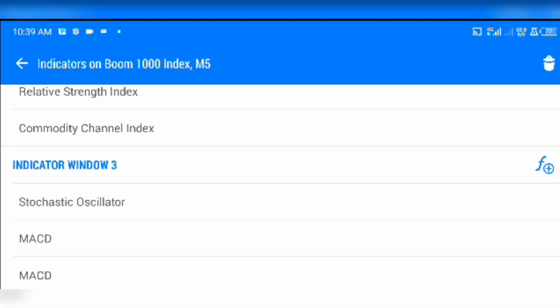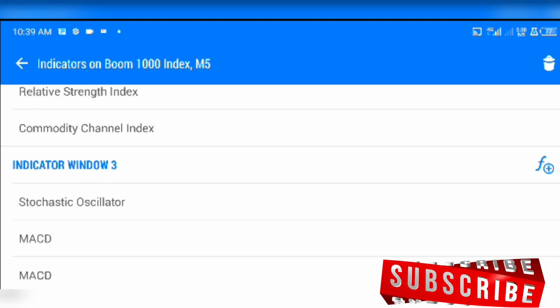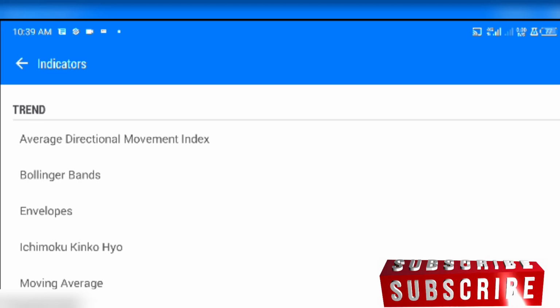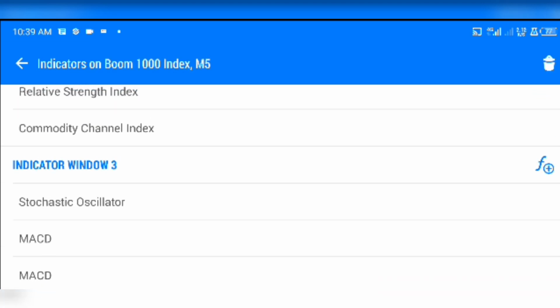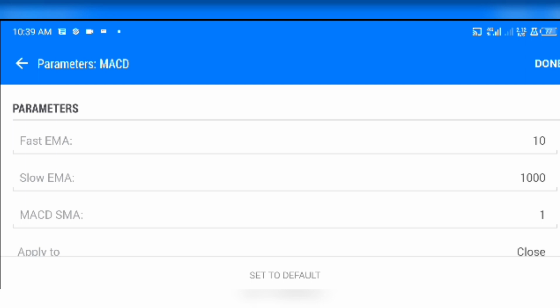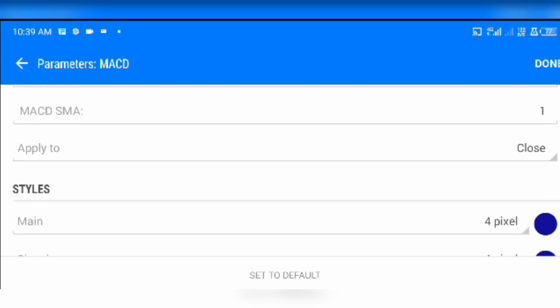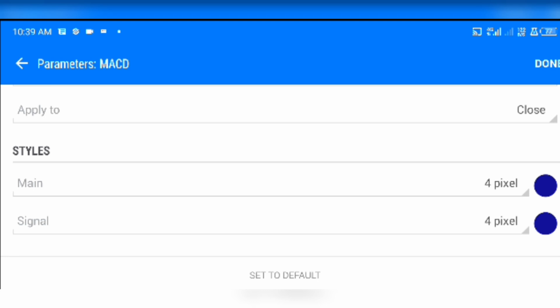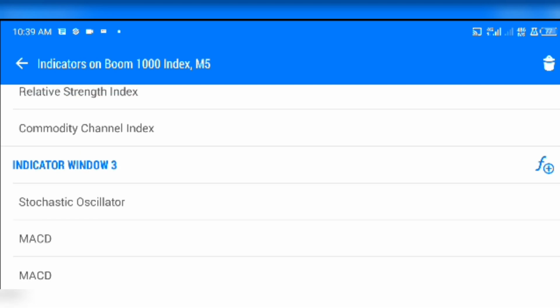The 2 MACD down. To get the 2 MACD down, you click on your indicator windows 3 and locate your first MACD. Here are the parameters of the first MACD. The fast EMA should be 10, slow EMA should be 1000, MACD SMA should be 1, apply to should be close, then main should be 4 pixel dark blue, signal should be 4 pixel dark blue. Then you click done. You're done with the first MACD.